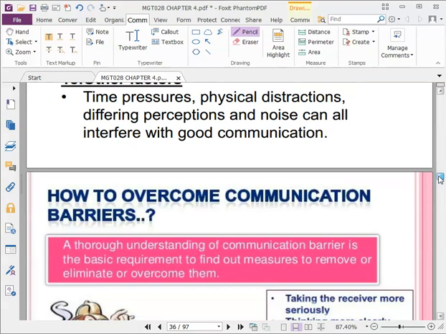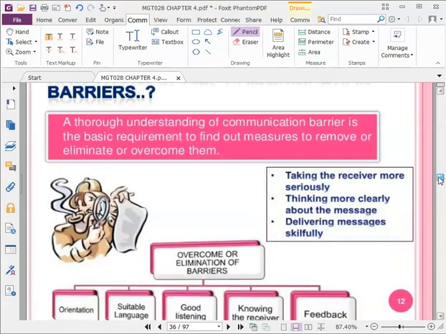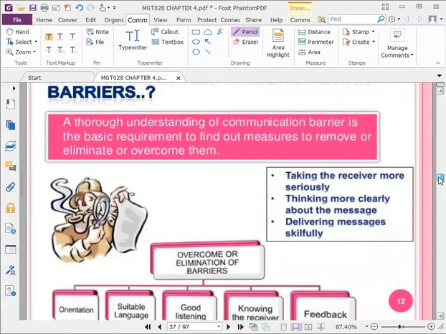So how to overcome all the barriers? A thorough understanding of communication barriers is the basic requirement to find out measures to remove or eliminate or overcome them. Okay, so kita nak kena tahulah barriers tu akan menyebabkan kita, okay, kita kena pastikan barrier tu boleh dikurangkan ataupun kita tu kena remove barriers tersebut.